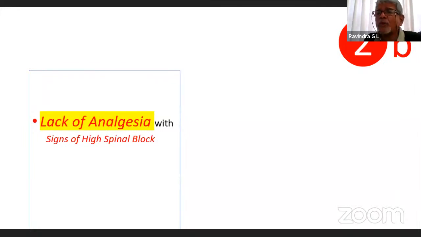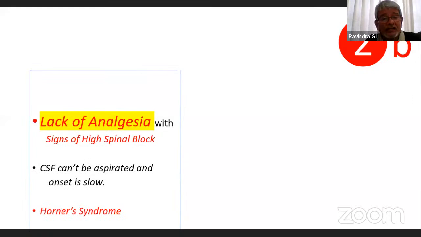Some segments, there is no block at all. With signs of high spinal block, the cervical dermatomes are blocked. Cervical myotomes are blocked. The patient is unable to have a hand grip, which is not possible. Cervical spread is there. There is no analgesia at all. Now, this can occur with Horner syndrome.